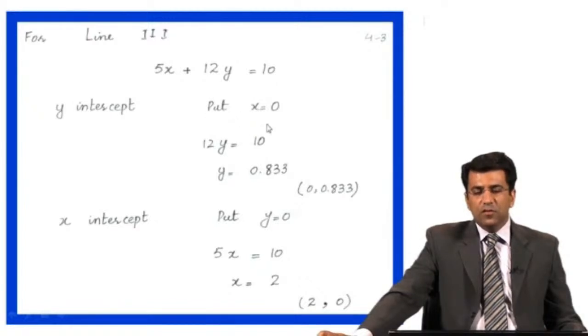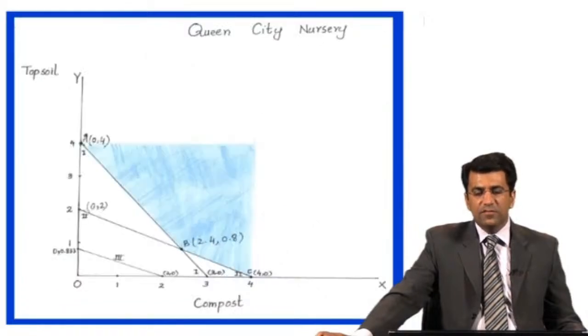Putting x is equal to 0, we get y is equal to 0.833. So this is the point which is 0 and 0.833, that is the x coordinate is 0 and y coordinate is 0.833. Similarly we can get the other point, that is the x-intercept, 2, 0. Now again by putting these 2 particular points, we can draw a line on the graph. Now let's discuss the drawing of these lines on the graph.